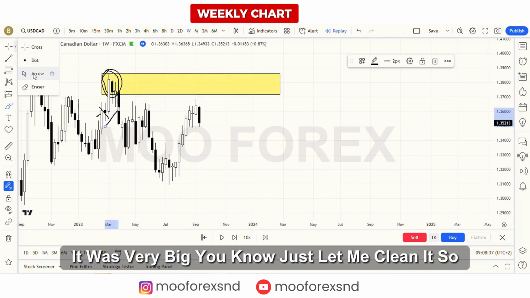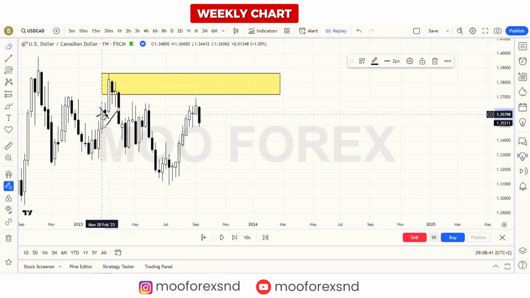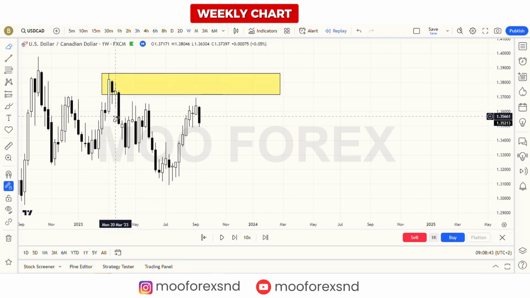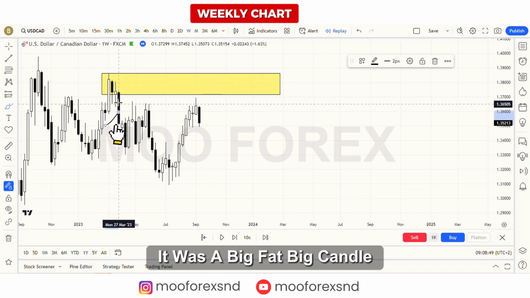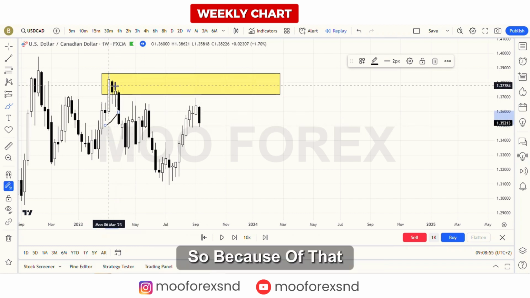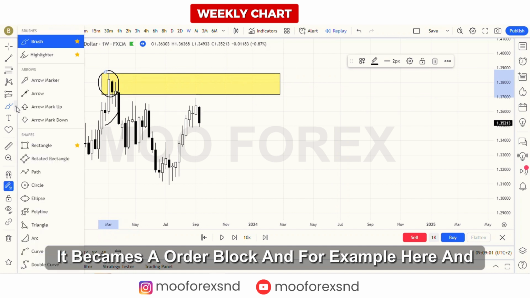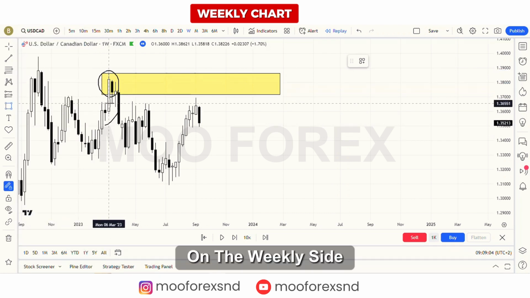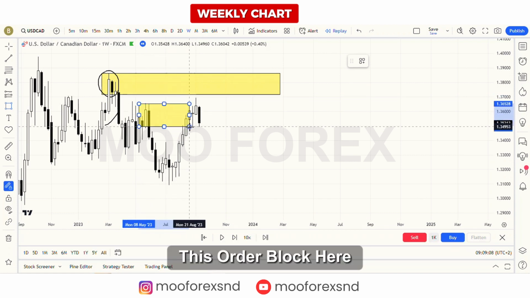Just let me clean it. It was full of volume, guys. It was a big fat candle. So because of that, it becomes an order block. And for example here, on the weekly chart, we had another order block here.